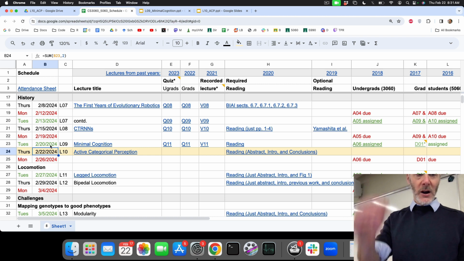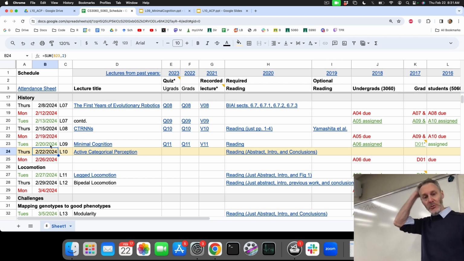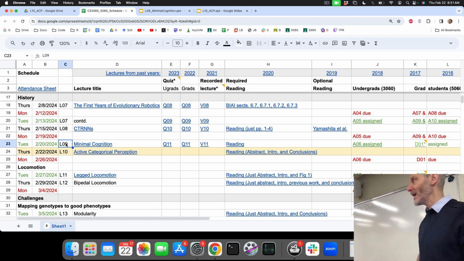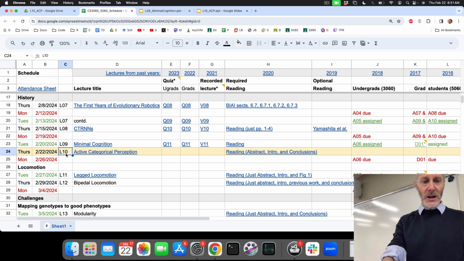So back to our brief survey of the history of evolutionary robotics. We almost finished lecture 9 last time, looking at 4 of the initial minimal cognition experiments, trying to evolve some of the building blocks of intelligence into an autonomous machine. We got through 3 of the 4 experiments last time. We'll finish the 4th and final one, and then push on to the last experiment in the minimal cognition series, which is yet another building block of intelligence, active categorical perception.